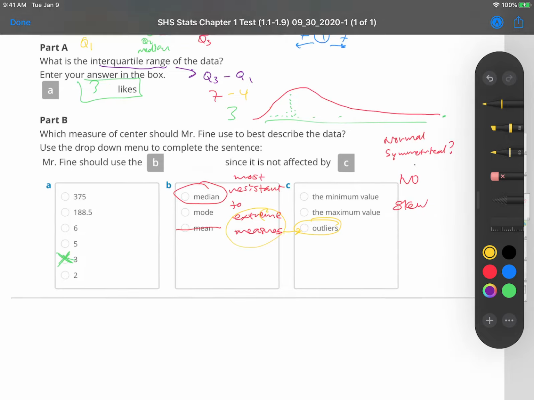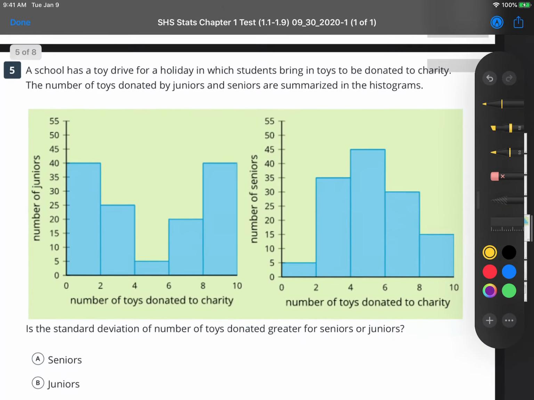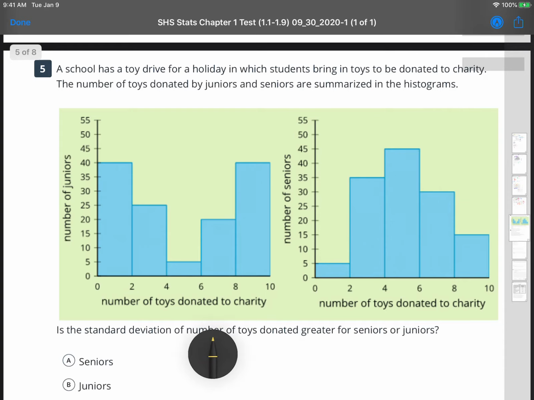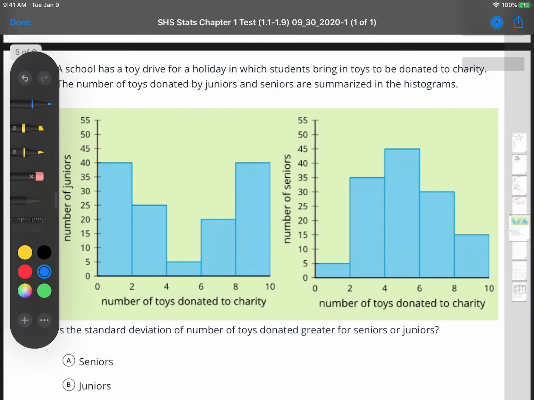Question number 5. The school has a toy drive for a holiday in which students bring in toys to be donated to a charity. The number of toys donated by juniors and seniors are summarized in the histograms. I have 2 charts here. Is the standard deviation. So standard deviation is a measure of spread. Another word for spread is variability from the center, and I call it jam.